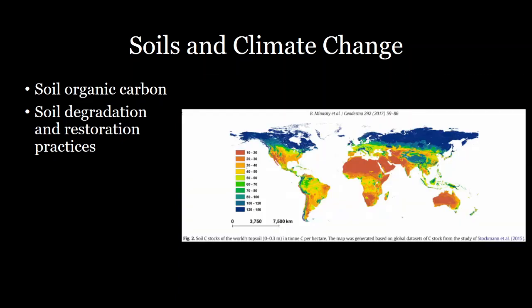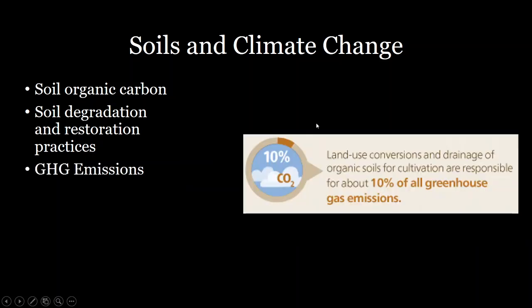We can see here the soil carbon stock of topsoil throughout the planet. What's notable is that the carbon stock is highest in the Arctic. You have a lot of carbon that's stored up in permafrost, and if that melts, then that carbon can be released. As a result, the warming that we've already seen due to climate change and global warming has been responsible for 10% of all greenhouse gas emissions.